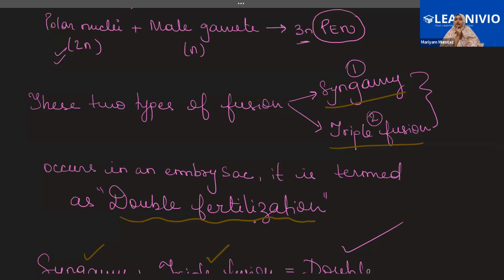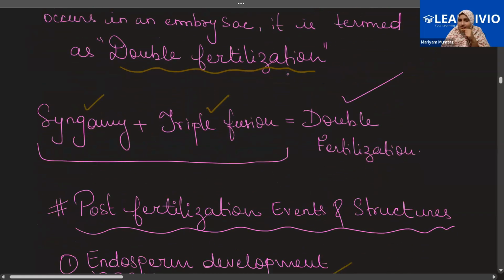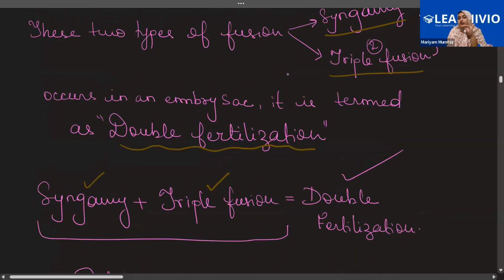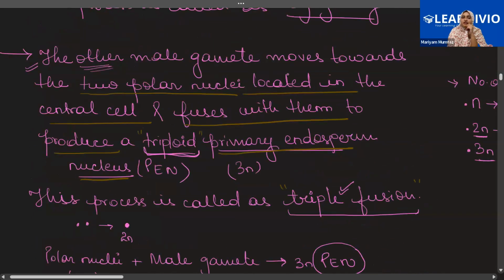So many times, a lot of questions can be asked on double fertilization, like what is double fertilization or what are the parts of double fertilization. So you'd say syngamy and triple fusion. Got it? So syngamy plus triple fusion is equal to double fertilization. Clear? So what kind of event is this? Is it pre-fertilization, post-fertilization, or fertilization? Fertilization. Very good.